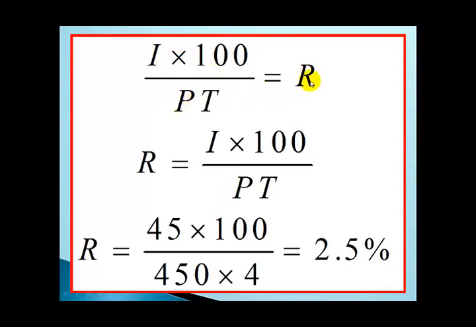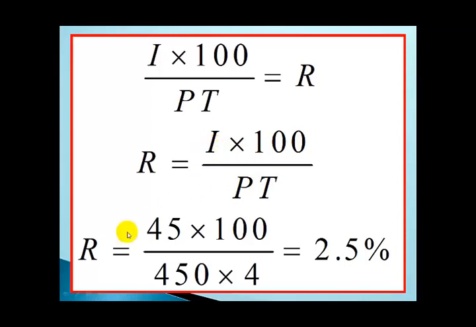So I times 100 divided by P times T is equal to R. And this can also be written as R equals I times 100 divided by PT. Take note that the right hand side is now the left hand side, and the left hand side is now the right hand side. We have not changed the equation, it is still the same. So R is equal to I times 100 divided by P times T, where I is the simple interest.